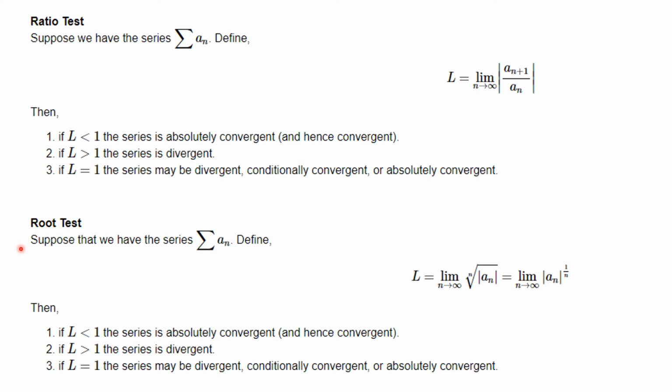We have the root test. Suppose that we have the series summation a sub n. Define L this time to be the limit as n goes to infinity of the nth root of the absolute value of a sub n, which could be written this way: the absolute value of a sub n raised to the 1 over n. Again, the conclusions are similar, but about a different L. If L is less than 1, the series is absolutely convergent and hence convergent. If L is greater than 1, the series is divergent. If L equals 1, the test fails, and the series may be divergent, conditionally convergent, or absolutely convergent.